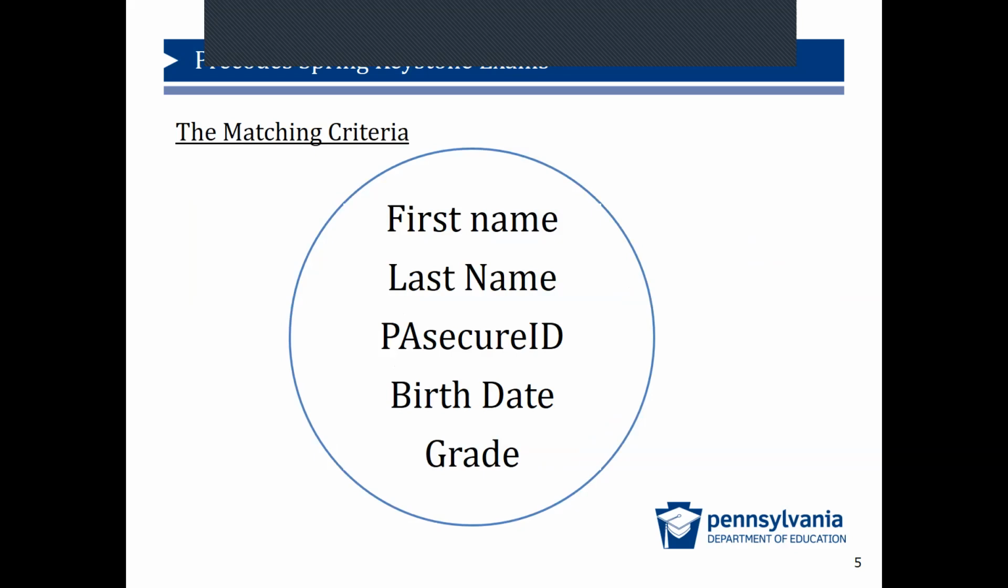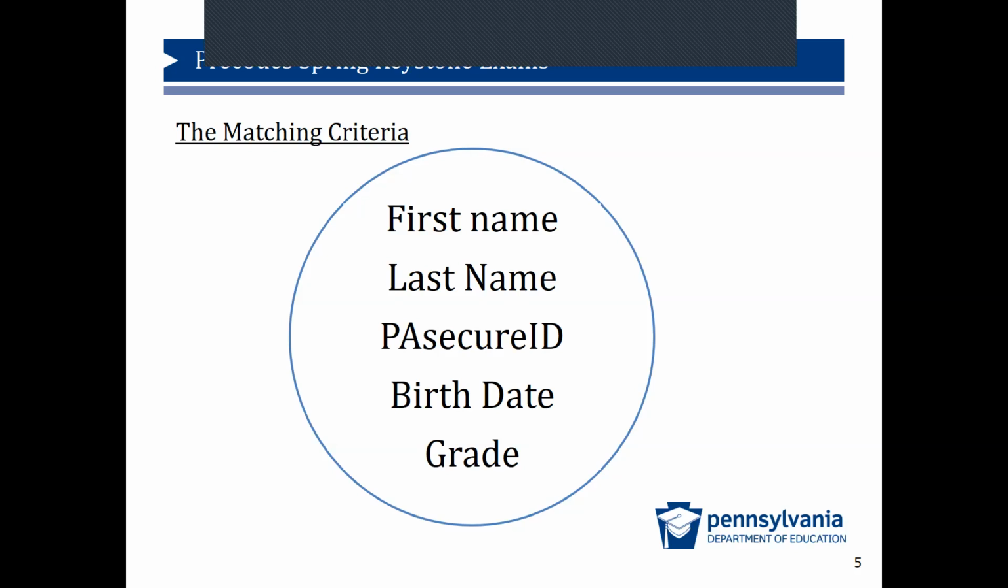The 5 matching criteria are first name, last name, date of birth, PA Secure ID, and grade. Most of these fields are now part of the DQE rules when the LEA submits data. Although PIMS will accept all special characters, DRC does not. Please make sure the first and last name use what is listed on an official document, such as a birth certificate, passport, or baptismal record.